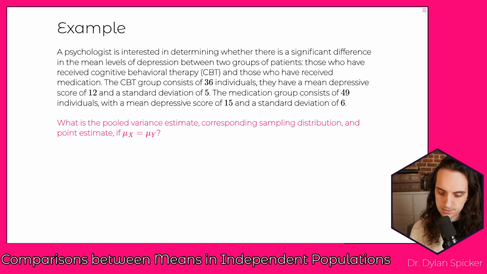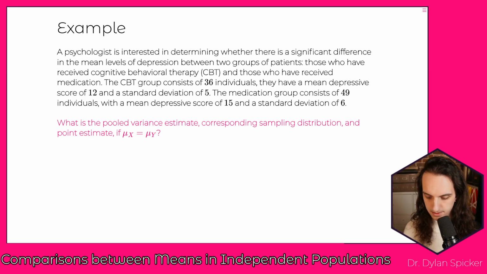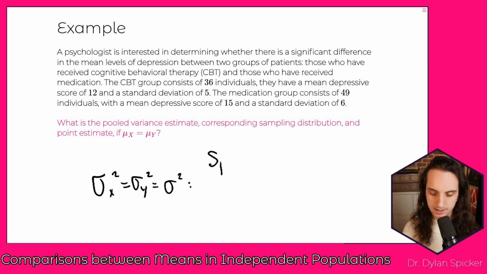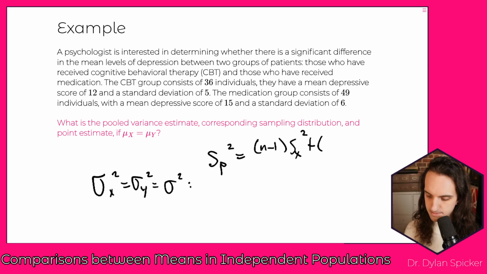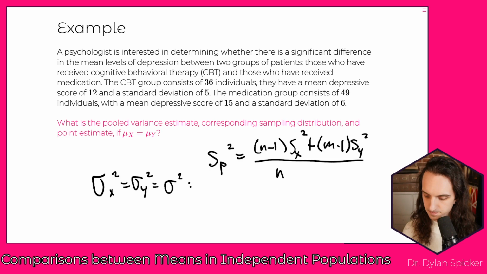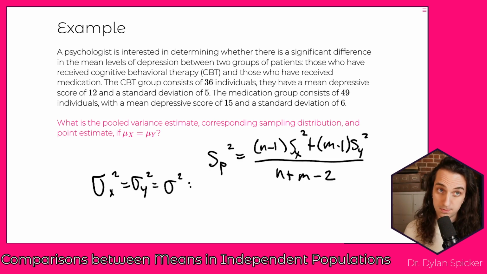In this case, because we are assuming that sigma x squared equals sigma y squared equals sigma squared, we want to estimate this through the pooled variance. And so we have S_P squared. What we're going to do is take n minus 1 times s x squared, plus m minus 1 times s y squared, and divide that by n plus m minus 2. Once we've done this procedure, we get our value here.